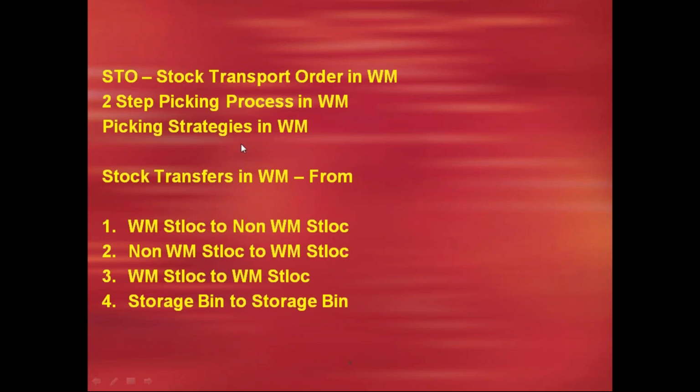Next we are going to see STO, stock transport order in WM. So it is a method or a process of removing the stock of the material from the supplying plant and transferring the stock to the receiving plant. Then we are going to see two-step picking process in WM, how you are going to process multiple deliveries for multiple sales orders. And here also we have a concept called picking strategies, like first in, first out, last in, first out, shelf life expiration date. So we follow some picking strategies to remove the stock of the material from the warehouse.